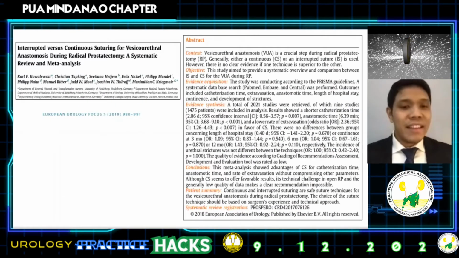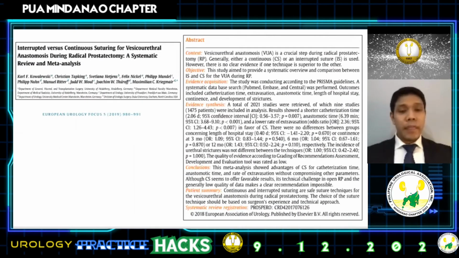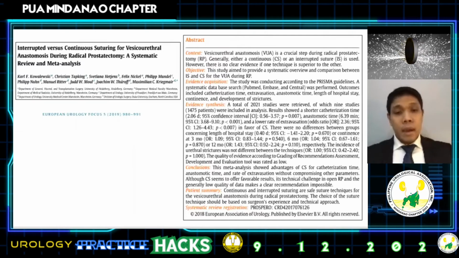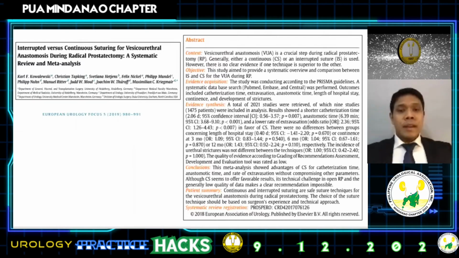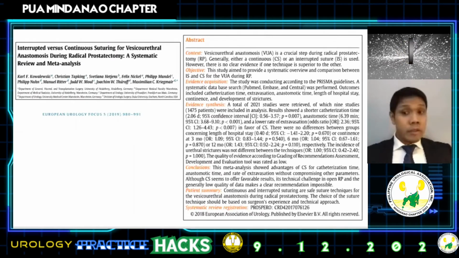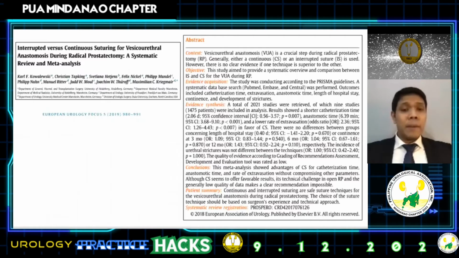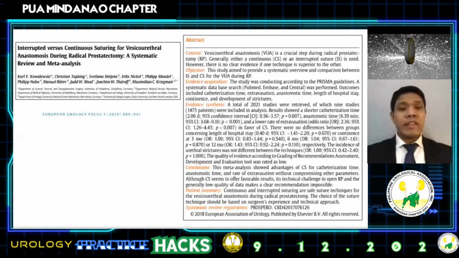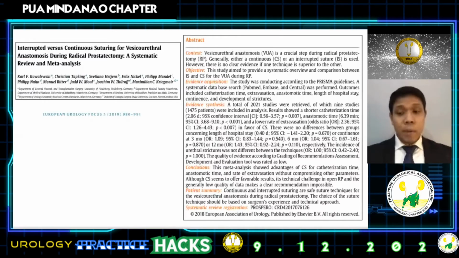Internationally, a meta-analysis of 9 studies involving 1,475 prostatectomies were done. The study concluded a potential advantage in catheterization time, anastomotic time, and rate of extravasation during cystogram post-op in the continuous technique. Although it did note that most reports are retrospective or small in terms of the number of patient population, so ultimately it's still the surgeon's experience and preference that's important.